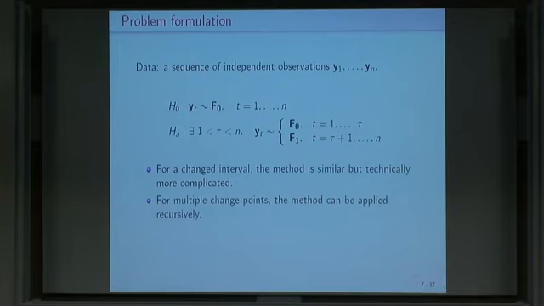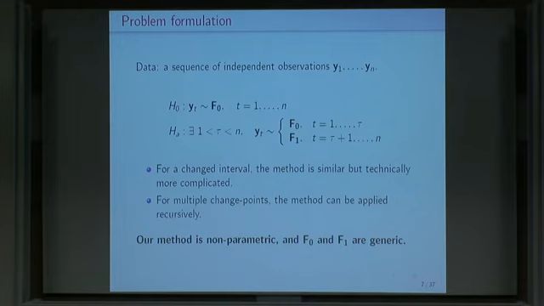And here, this alternative of one change point is the simplest alternative. There can be a change interval alternative, where observations within some time interval follow one distribution and observations outside the interval follow another one. Our method for the change interval is very similar to the one change point case, but technically more difficult. And for multiple change points, we can apply the change interval method recursively. So in this talk, I will just focus on the single change point alternative.